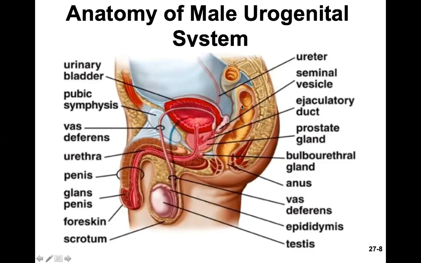And the rest of the anatomy, you have your intestines here. This is the large intestine, the rectum, and the anus. So you can see everything is relatively close together. And here you have your ureter that of course is feeding the urine into the bladder.